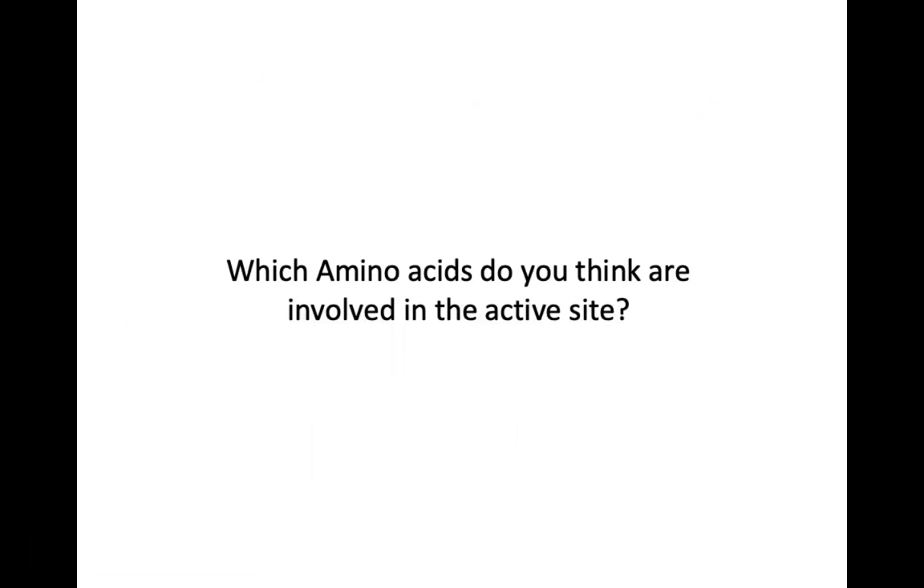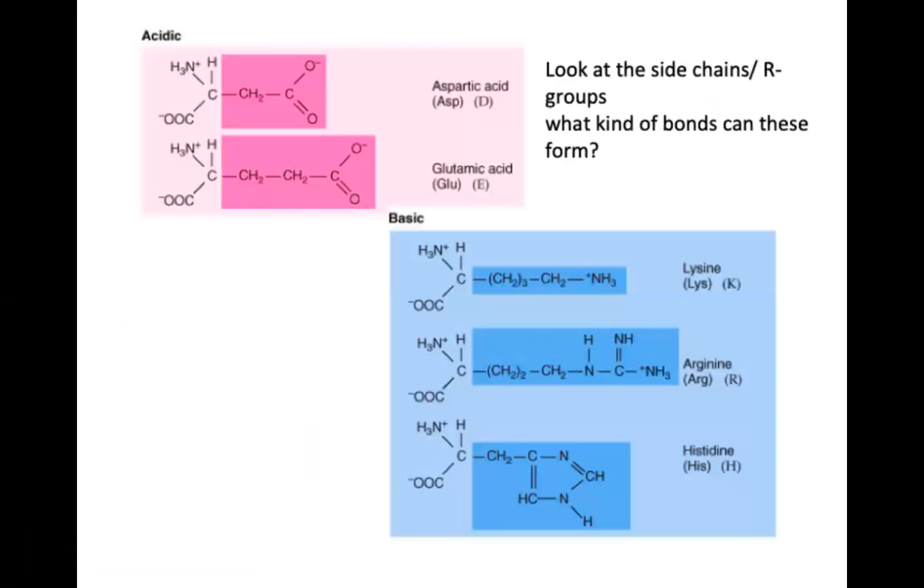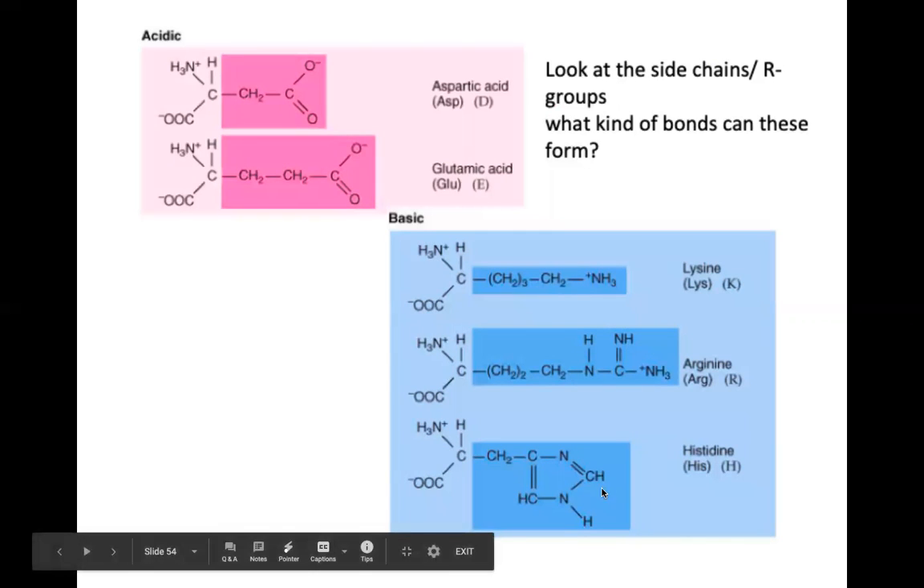So, which amino acids do you think are involved in the active site? In the last lecture, I gave them to you as names, but here I'm going to show them to you as formulas, where the R groups are highlighted. Aspartic acid and glutamic acid are what? Look at the side chains, the R groups. What kind of bonds can they form? Versus lysine, arginine, and histidine. What kind of bonds can these amino acids form?